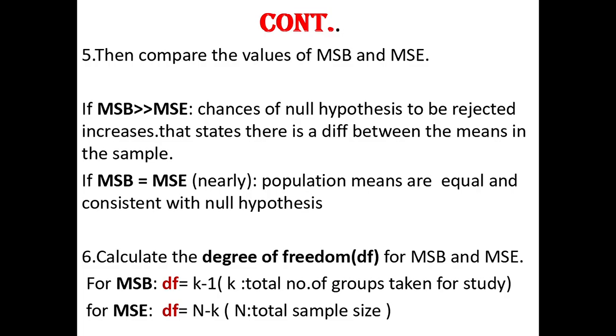So if MSB is more than MSE, chances of null hypothesis to be rejected increases. That says there is a difference between the means in the sample. If MSB is nearly equal to MSE, then population means are equal and consistent with null hypothesis. Step 6, calculate the degree of freedom DF for MSB and MSE. For MSB, DF is equal to K minus 1, K is the total number of groups taken for study. For MSE, DF is equal to N minus K, N is total sample size and K is total number of groups taken for study.